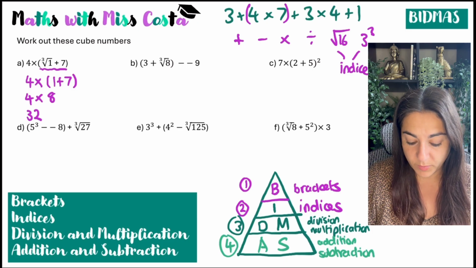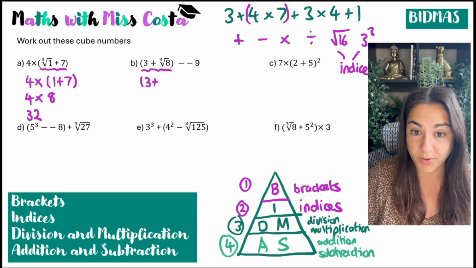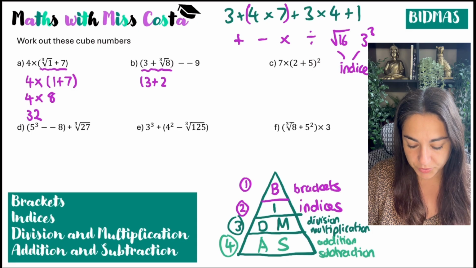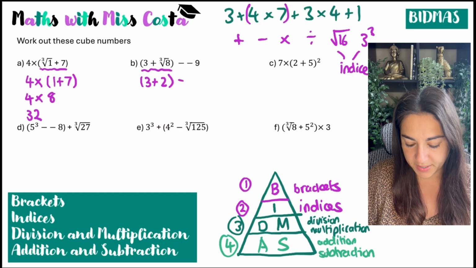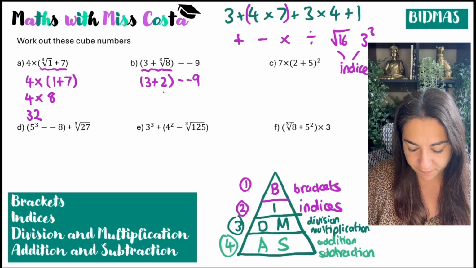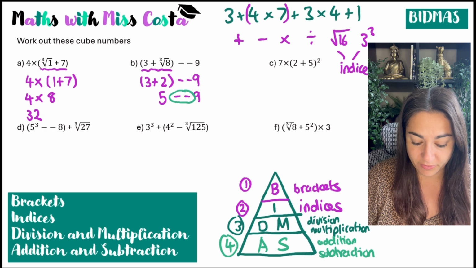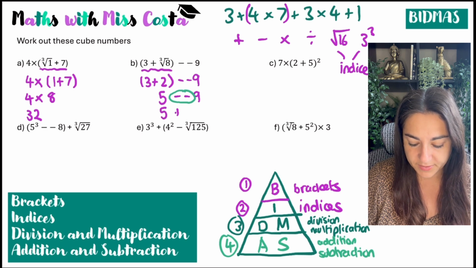Let's try another one. We've got brackets, so we know we're going to do those first. So that will become 3 plus, and the cubed root of 8, we've just worked on the page before, is 2. So it'll become 3 plus 2 minus 9. 3 plus 2 is the thing that's in brackets, so I worked that out first, and that becomes 5 minus 9. 2 negatives next to each other, hopefully we're remembering, becomes a positive, so that becomes 5 plus 9, which is 14.